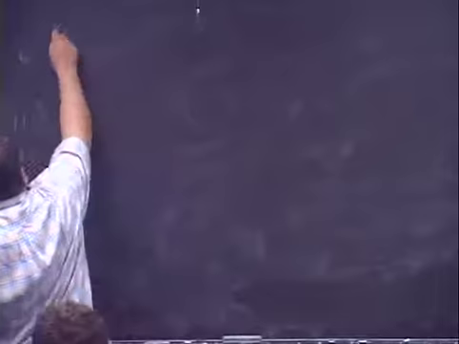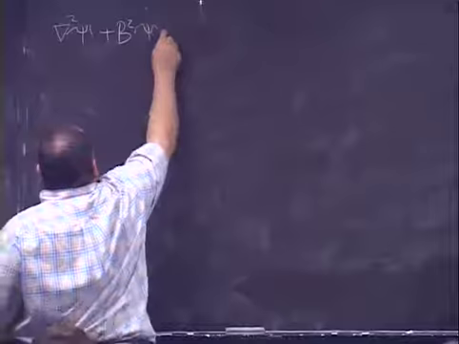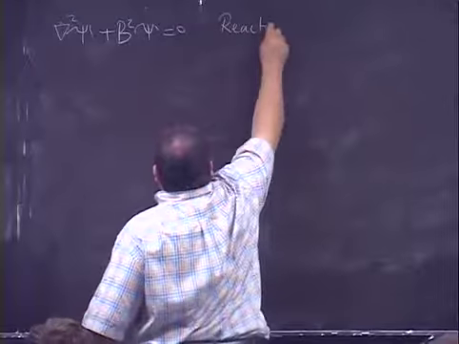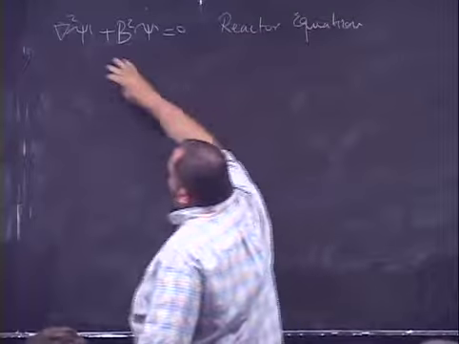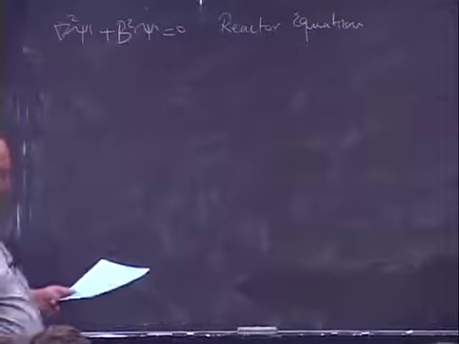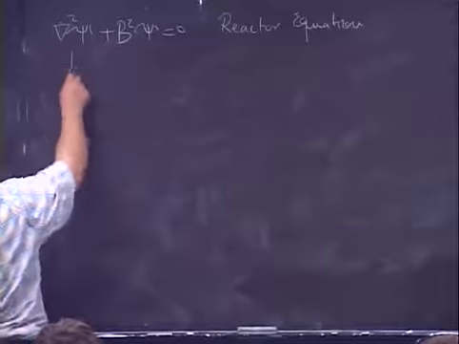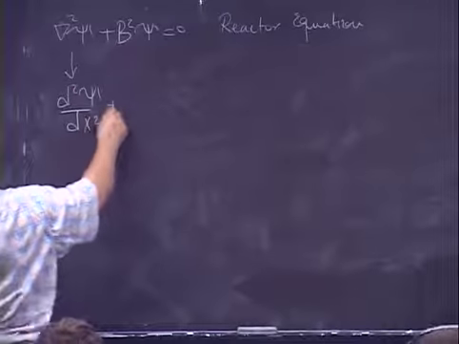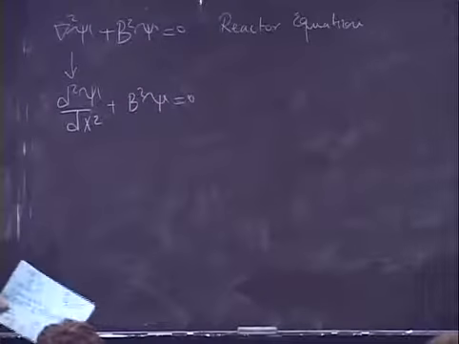If you remember, the equation is nabla square psi plus b square psi is equal to 0. By the way, sometimes they call it the reactor equation, when psi is the flux. So now, in one dimension, this will be d2 psi by dx squared plus b squared psi equal to 0. This is a very simple equation.